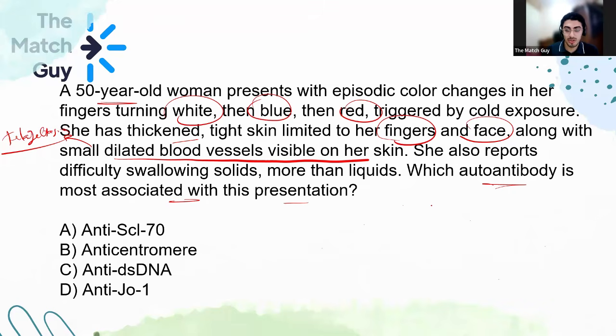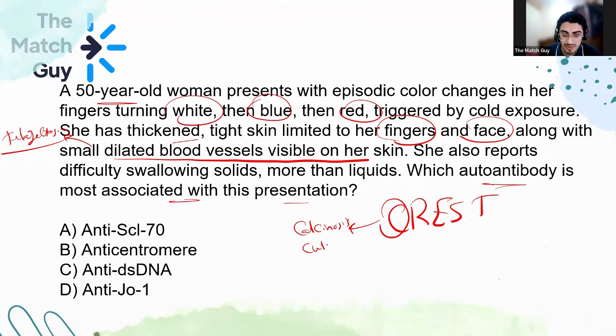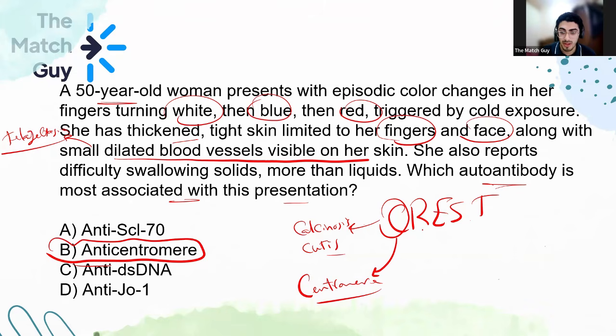Excellent, guys. So we call this condition CREST syndrome. The C is for the calcinosis cutis, which is the ulcerations at the tips of the fingers. Okay, these ulcerations are calcified. That's why they are named calcinosis cutis. The C is also for centromere, which is the autoantibody associated with CREST syndrome, anti-centromere antibody.